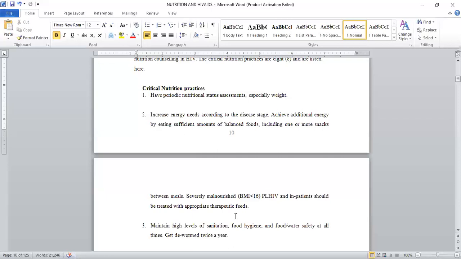There is usually RUTF and RUSF. RUTF is ready-to-use therapeutic feed. RUSF is ready-to-use supplemental feed. Apart from that, there is usually FBF, the fortified blended flour. It is usually a flour that they are supposed to make porridge from. So the supplemental feeds that are there are RUSF and the FBF, or CSB, which is corn-soy blend. It is also a flour.